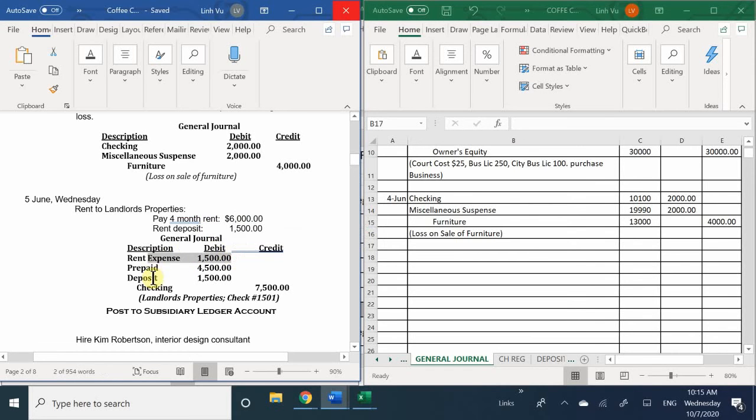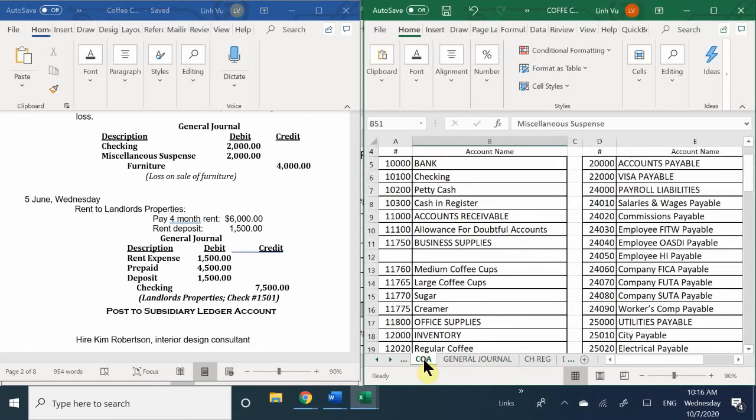So out of that, that means my prepaid, right? Because I paid for 4 months. So that means 3 months out of that is going to be for 4,500. And then lastly, my deposit is going to be for the 1,500. And I'm going to be writing a check. All right. I'm going to write my first check for 1501. All right. So let's go to my chart of accounts and see if we even have those other accounts there.